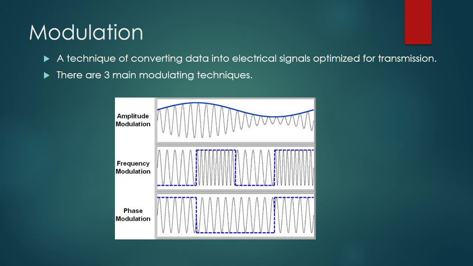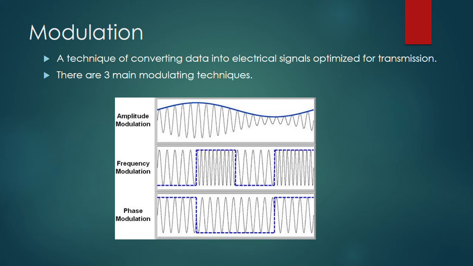In modulation, we mainly focus on converting a low frequency analog signal to a high frequency analog signal in analog communication. In digital communication, we convert the digital signal to an analog signal. So these are the two main categories of that.